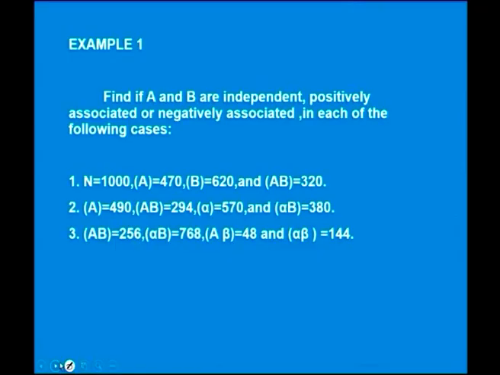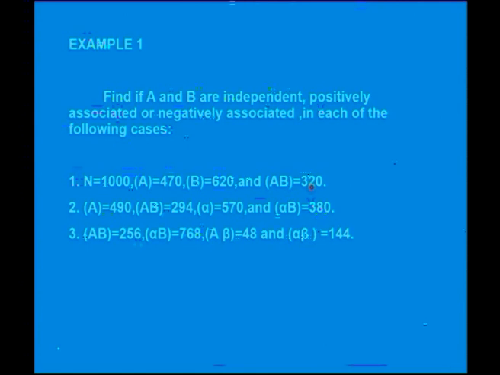If the data given is not suited for the formula, then we have to find the respective values and then use them. Here N is given to be equal to 1000, A is 470, B is equal to 620 and AB is equal to 320. So, all the values are directly given. We will use the formula for delta and check whether it is equal to 0, greater than 0, or less than 0, and accordingly we will write the conclusion about A and B.